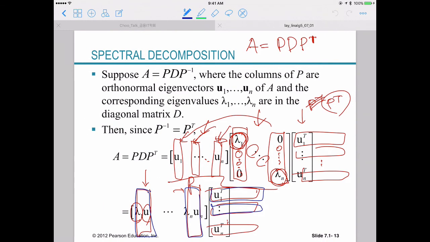So back to this orthogonally diagonalizable case. We have these vectors, and let's think about their sum of rank 1 outer product form. So we have this term and this term: lambda 1 times u1 u1 transpose.